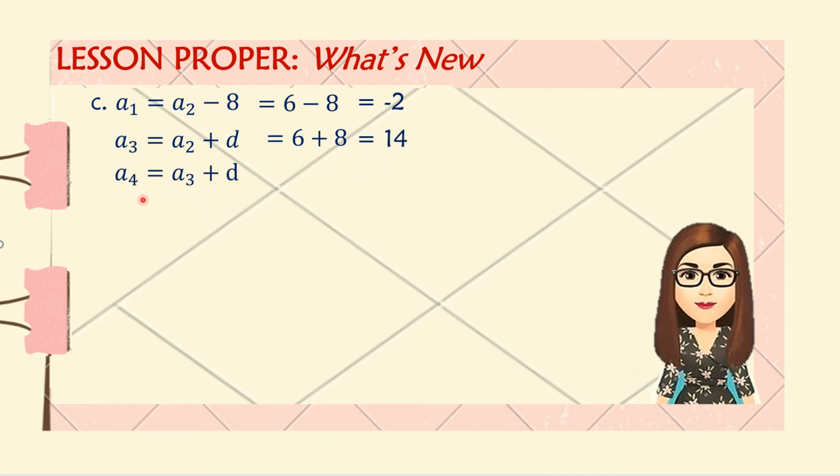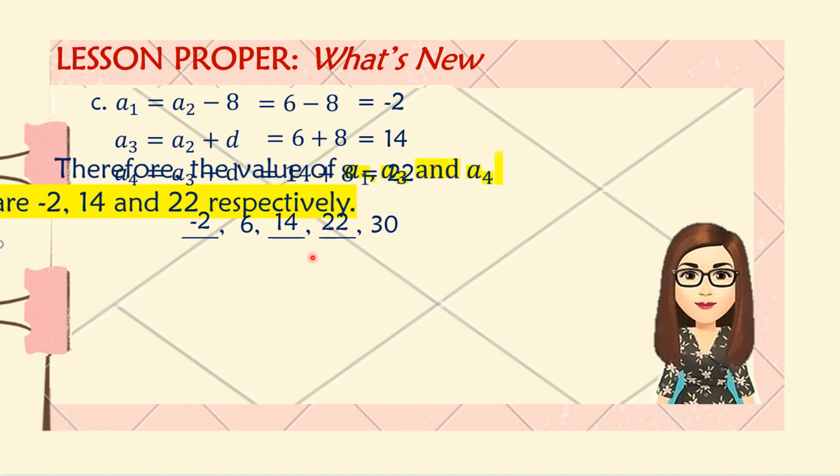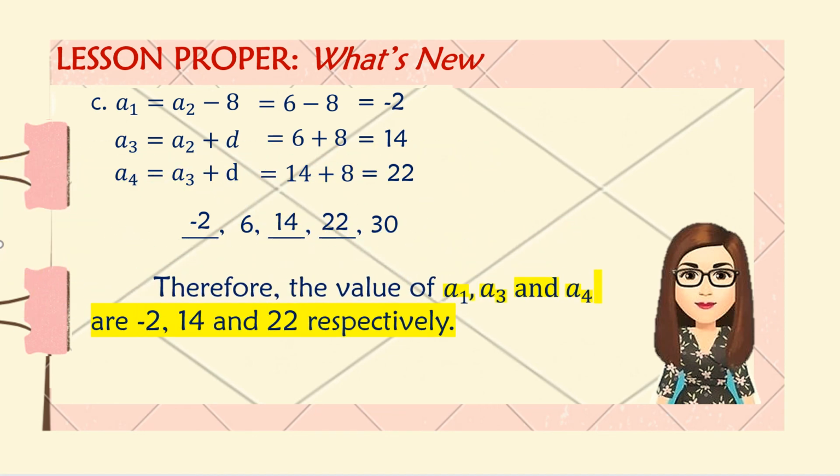So, we have a sub 4 is equal to, hanapin natin yung a sub 4, add natin yung third term, 14, plus the common difference. So, that is 22. Okay, so we have again, 6 minus 8, negative 2. Okay? Then 14 plus 8, 22 plus 8, so that is 30. So therefore, the values of a sub 1, a sub 3, and a sub 4 are negative 2, 14, and 22 respectively. So yun yung nawawalang mga term. Okay?